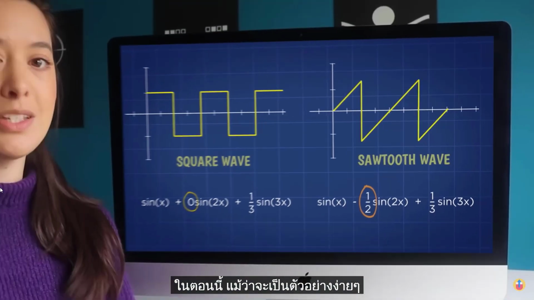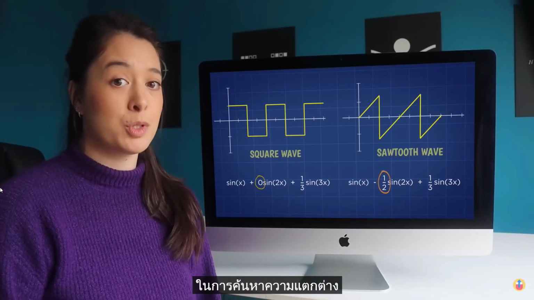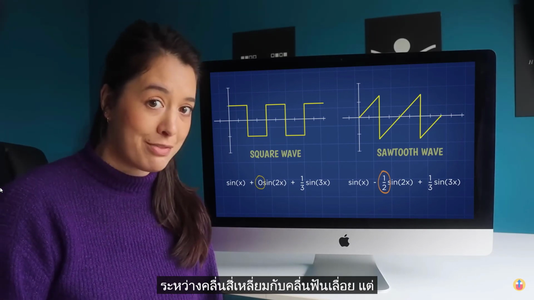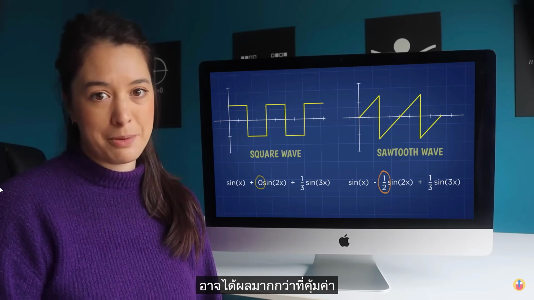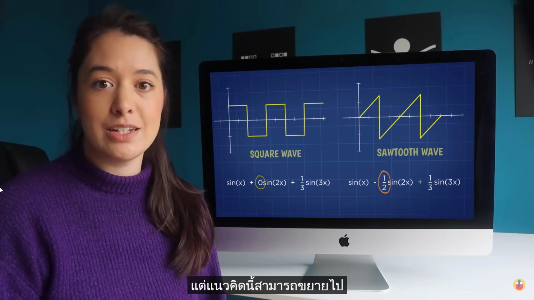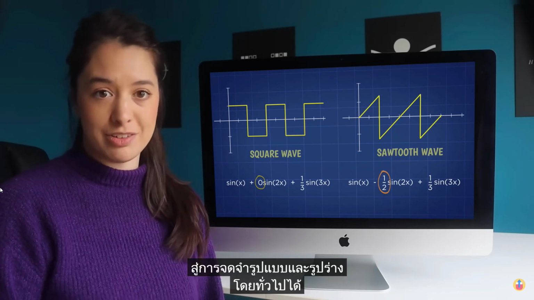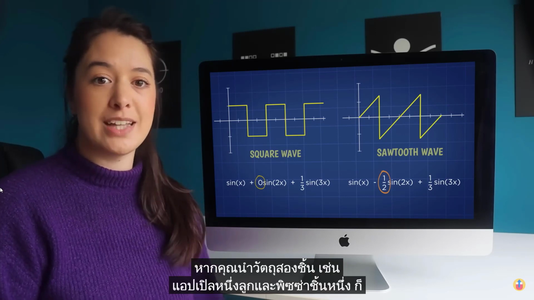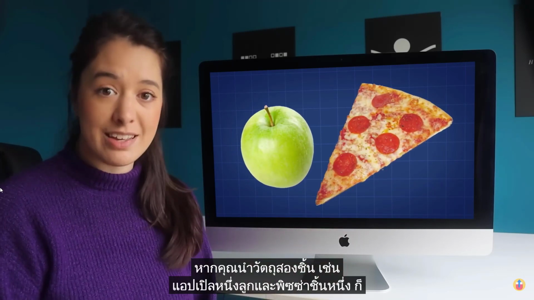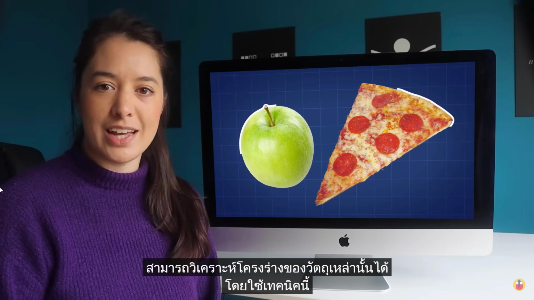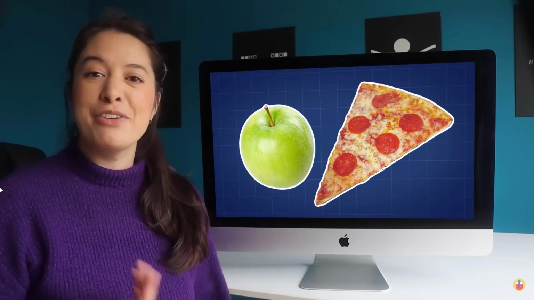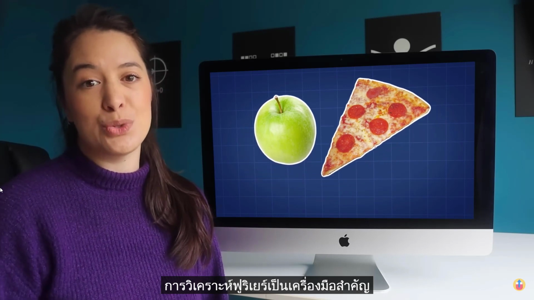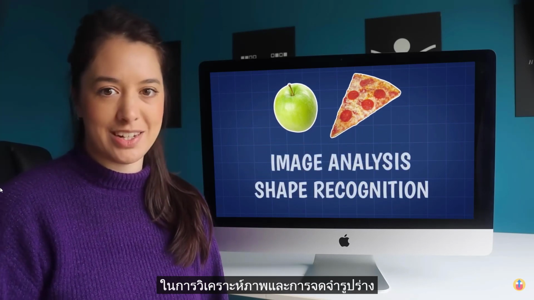Now, when it comes to the simple example of finding the difference between a square wave and a sawtooth wave, finding the Fourier series might be more work than it's worth. But the idea can be extended to pattern and shape recognition in general. If you take two objects like an apple and a slice of pizza, their outlines can be analysed using this technique to figure out which is which. Fourier analysis is an important tool in image analysis and shape recognition.